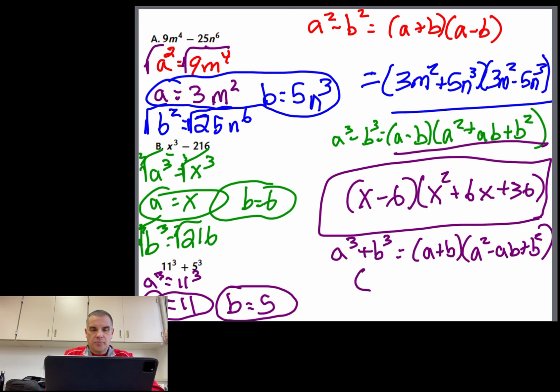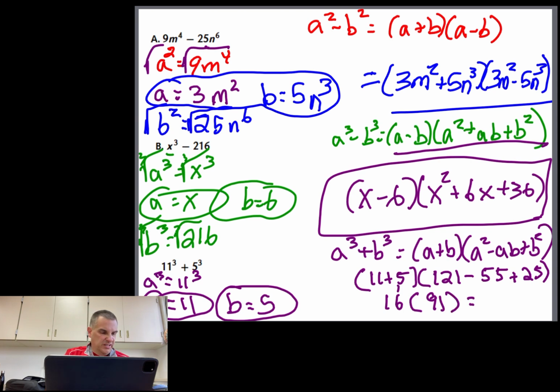So now I fill in my formula. 11 plus 5 times a squared. So 11 squared is 121 minus a times b, it's 55, plus b squared. B squared is 25. Follow order of operations. That's 16. 121 minus 55 plus 25 is 91. Multiply those two together just to get a solution out of this one. 1,456. Okay, and we can find that answer with this one because of the setup that it has. Right?